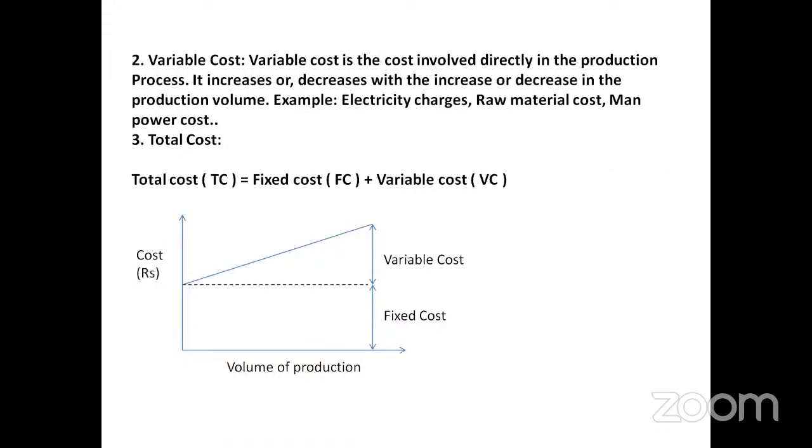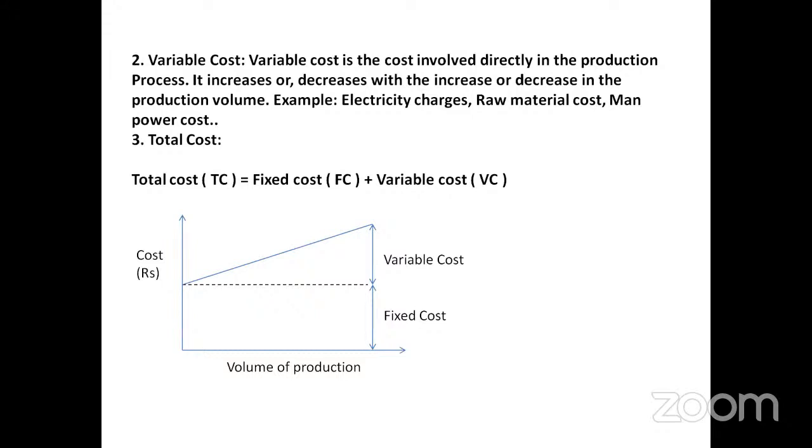The next type of cost is the variable cost. The variable cost is the cost involved directly in the production process. For the production process to run, the variable cost is there. It increases or decreases with the increase or decrease in the production volume. As you increase the production, the variable cost increases. As you decrease the production, the variable cost decreases.